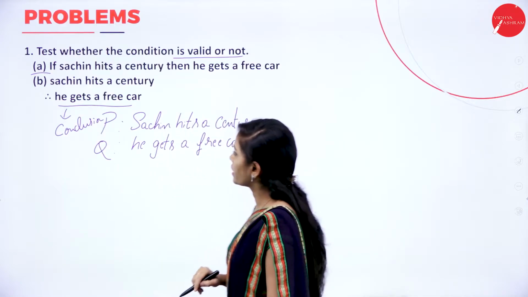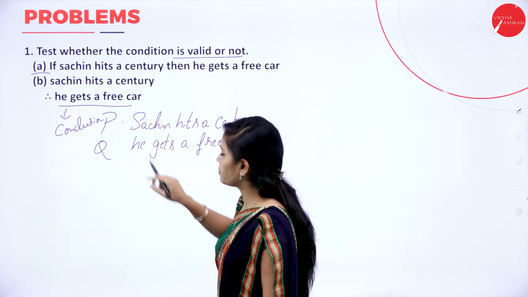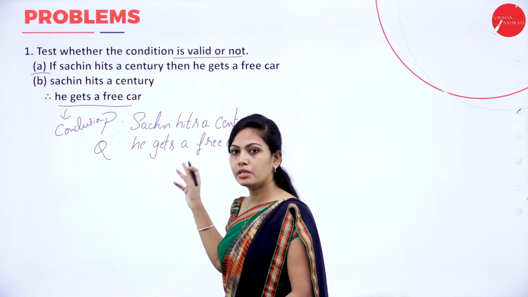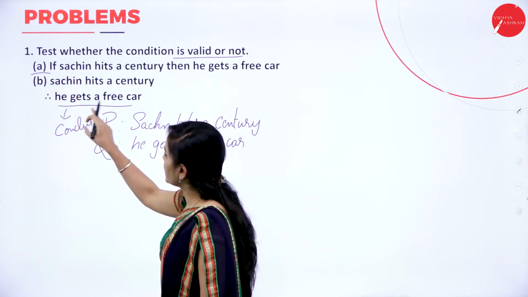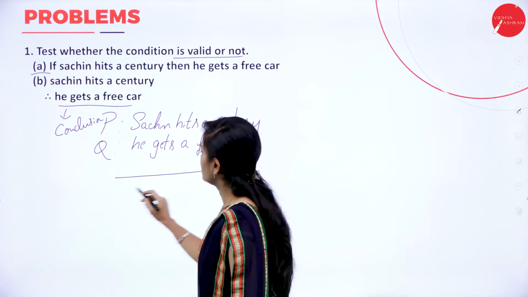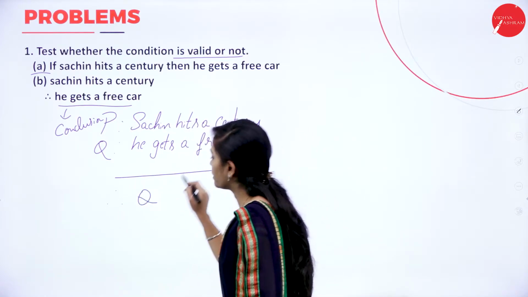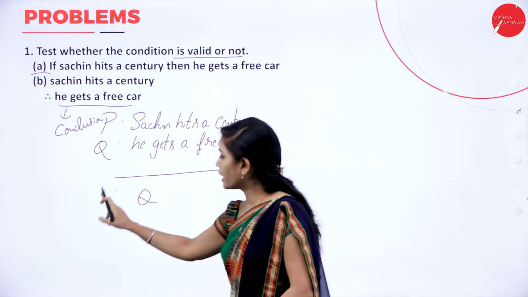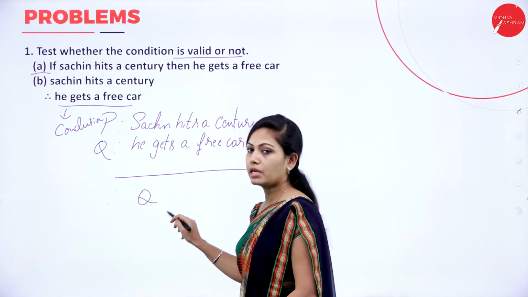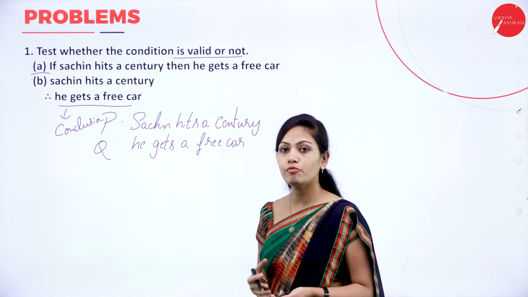Conclusion. Right? So, Sachin hits a century, that is the statement P. Then he gets a free car, that is statement Q. Therefore, he gets a free car. He gets a free car means what? He gets a free car means it is statement Q. So, this is the conclusion of the statement. Therefore, he gets a free car. By using these two statements, we can find whether it is valid or not.